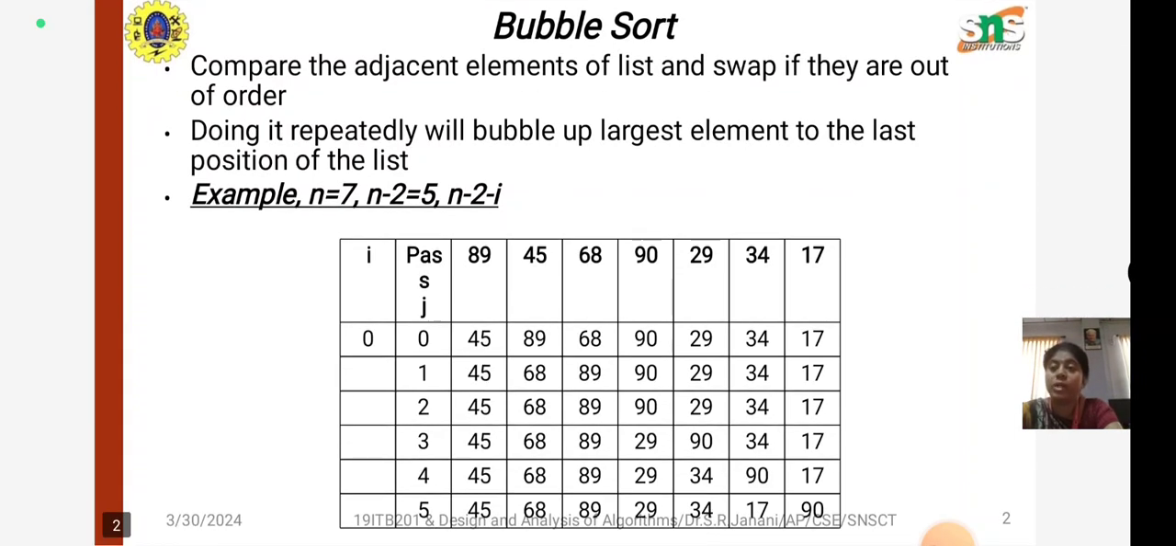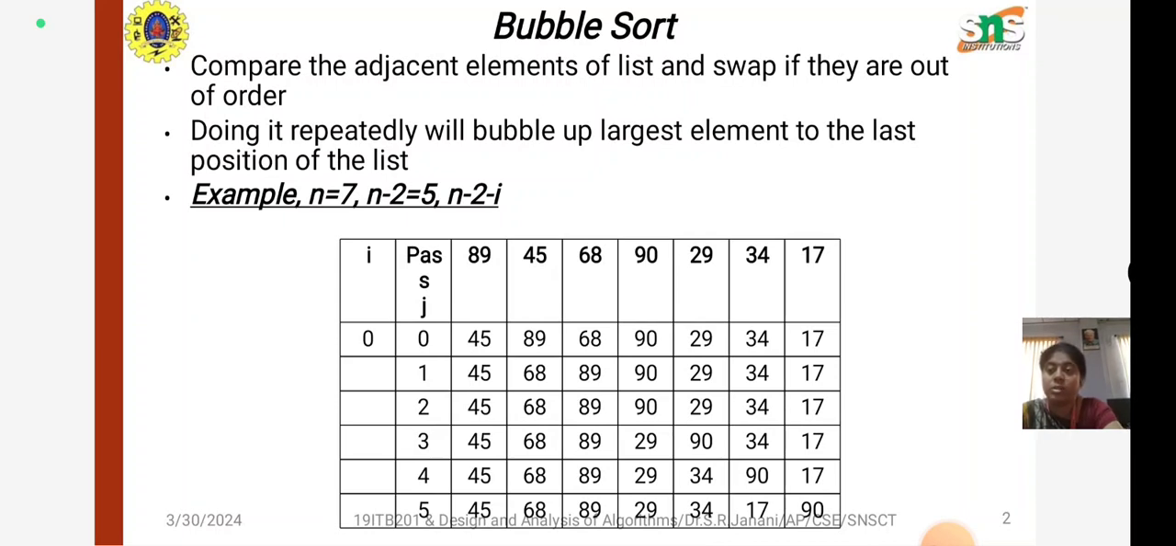Here also we are using the same values. Here i is one pass and j is another pass. Now we will compare the elements. The first two elements will be compared. If one is lesser, the lesser value will come to the front. So now we are comparing 89 and 45. Compared to 45, 89 is the higher value, so it is moved to the next position.